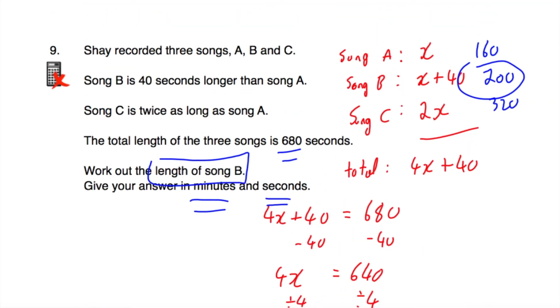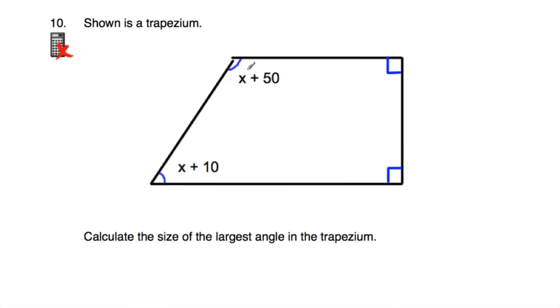Okay, let's look at our next question, question number 10. Question number 10 says, shown as a trapezium. So we've got this trapezium, and we've got the size of some angles. We've got a right angle here. That's 90 degrees. I like to write 90 as soon as I see that right angle.